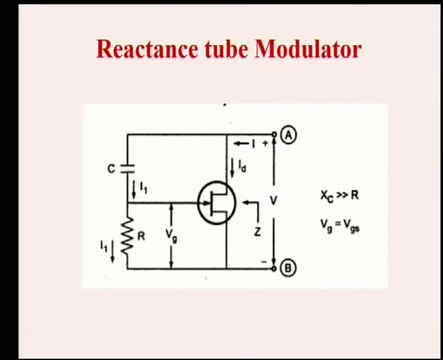Reactance tube modulator. This is a simple circuit that shows the reactance modulator. This is a FET, and here between the terminals A and B we have to apply the modulating signal, and at the input side we have one capacitor and resistor. This entire circuit forms a reactance tube modulator, and here we assume that the reactance of the capacitance should be very high when compared to R. Also, the voltage Vg is nothing but the gate to source voltage. Now, we will see how the reactance modulator is used to generate an FM signal.